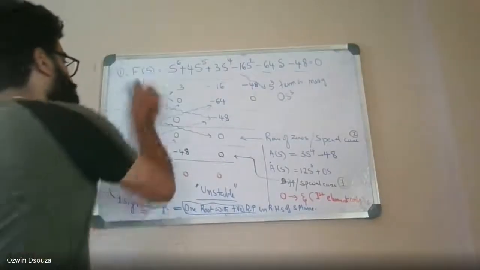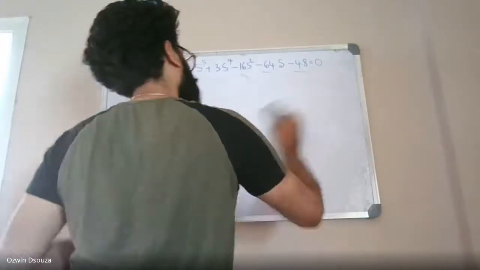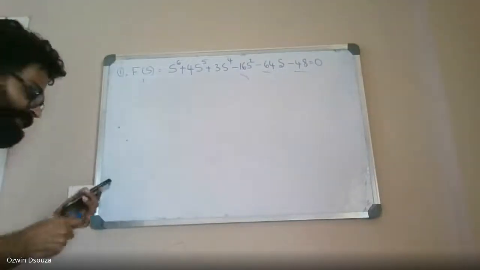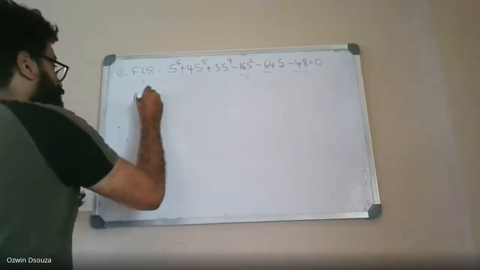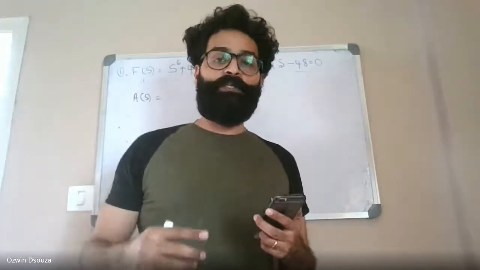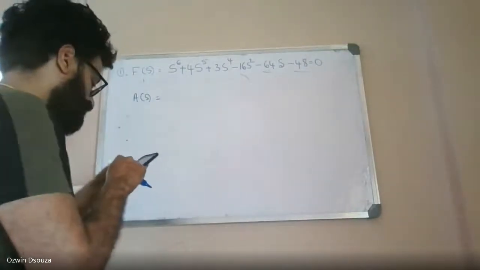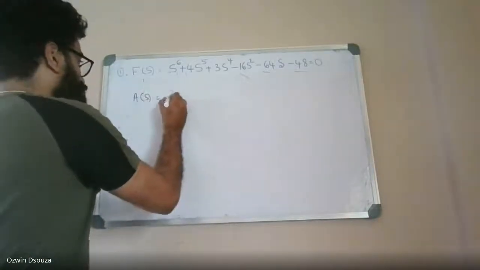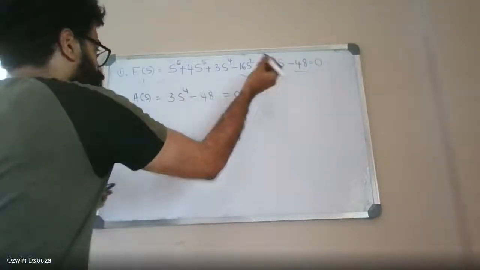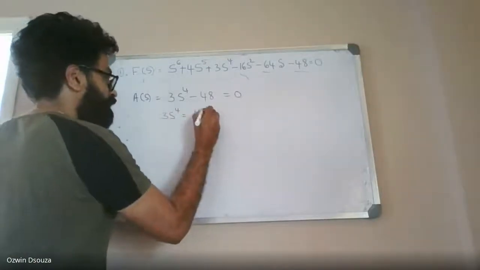Okay. How do we determine? So the other roots can be found by equating the auxiliary equation. Okay. So let us write the auxiliary equation because as I said in the beginning, auxiliary equation is nothing but part of your main equation. And roots of the auxiliary equation are some of the roots of the main equation or the characteristic equation. Okay. So what was your auxiliary equation? Your auxiliary equation was 3s to the power 4 minus 48 is equal to 0. Okay. Or you can say that 3s to the power 4 is equal to 48.